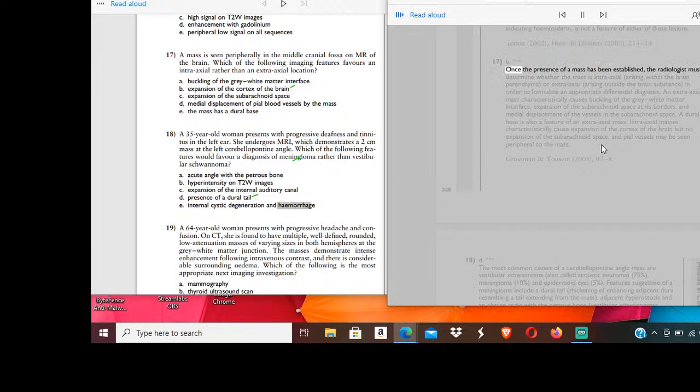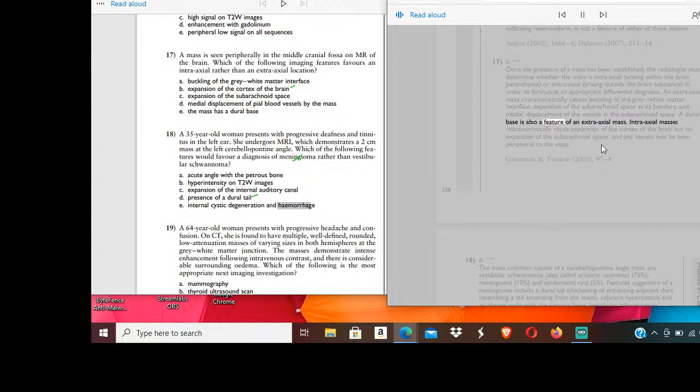17. B. Once the presence of a mass has been established, the radiologist must determine whether the mass is intraaxial, arising within the brain parenchyma, or extraaxial, arising outside the brain substance, in order to formulate an appropriate differential diagnosis. An extraaxial mass characteristically causes buckling of the gray-white matter interface, expansion of the subarachnoid space at its borders, and medial displacement of the vessels in the subarachnoid space.